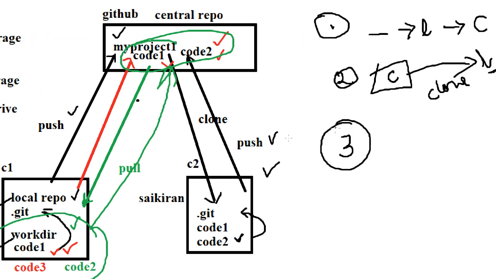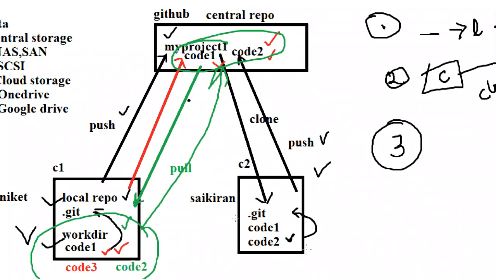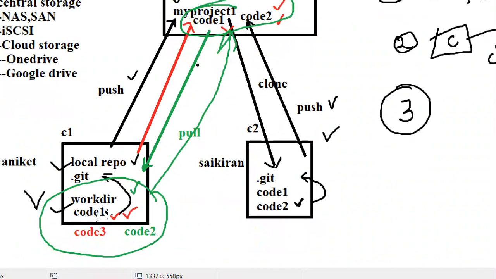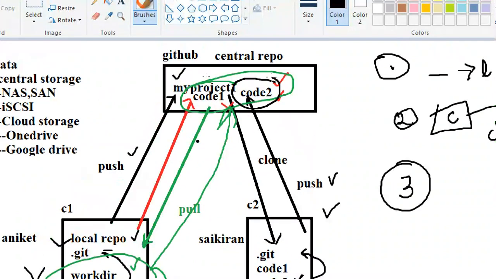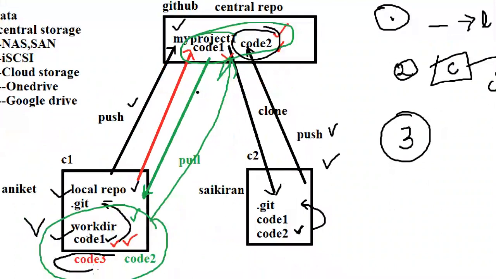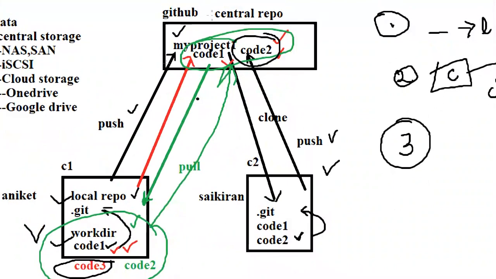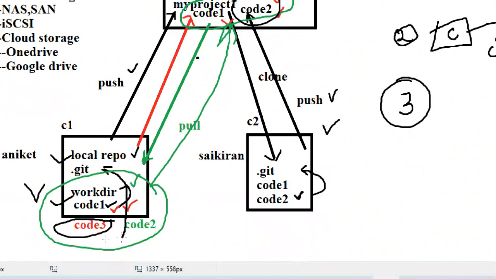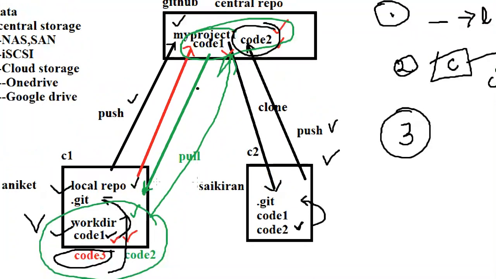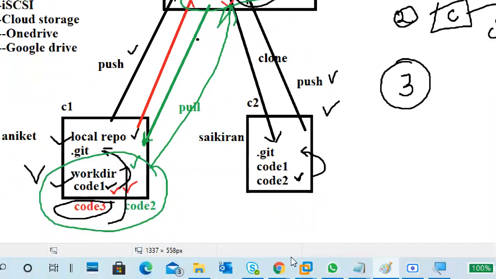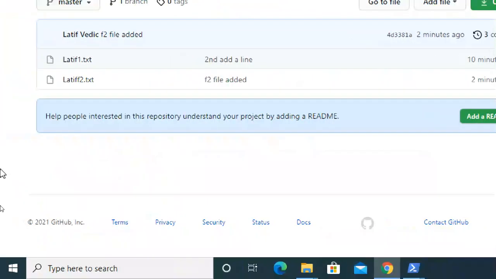So what is the third one? For example, you already have code 1, code 2 you don't know, but you are trying to add a code 3 and push it. Then a problem will occur. Whenever there is a difference in files between your local and central, automatically you cannot commit or push the configuration.